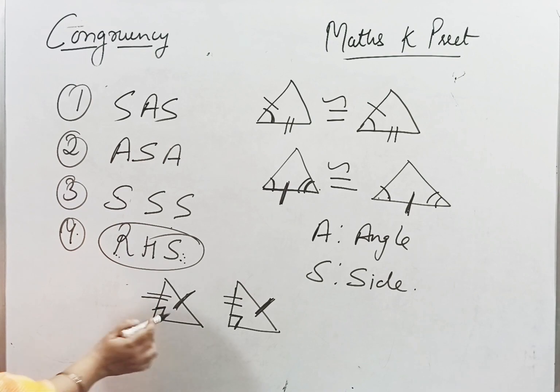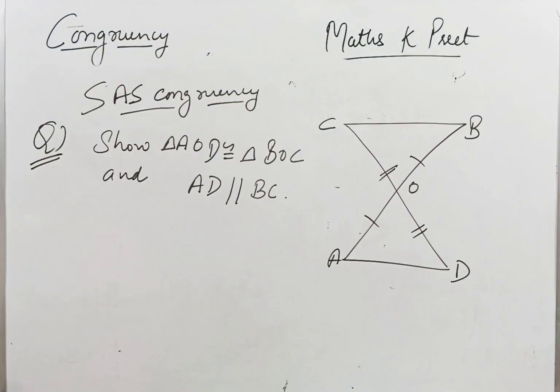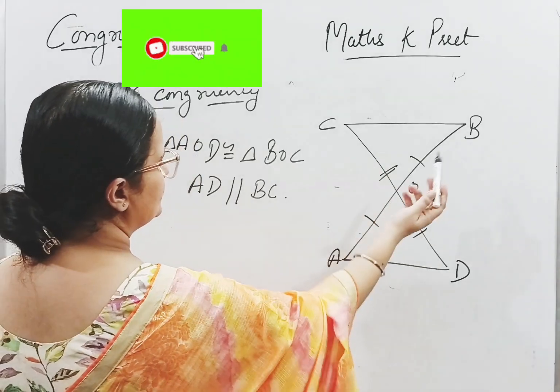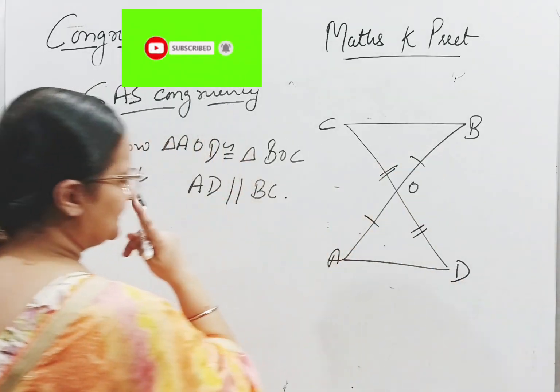So right means right angle. So this is the fourth criterion to check the congruency of only right angle triangles. They are asking us to show triangle AOD is congruent to triangle BOC. This figure is given to us and we have to show AD is parallel to BC.